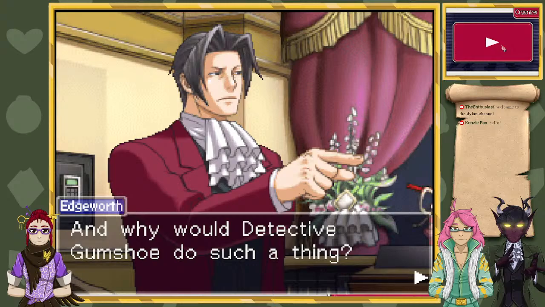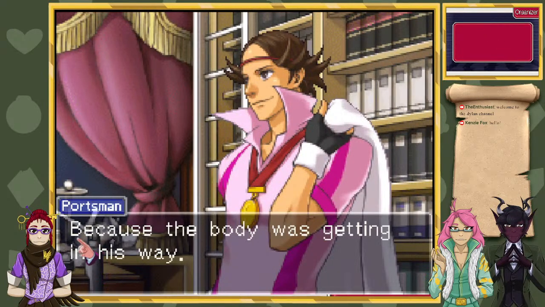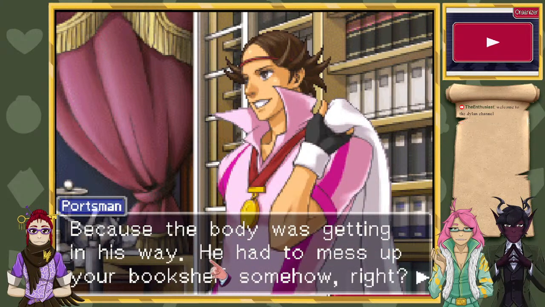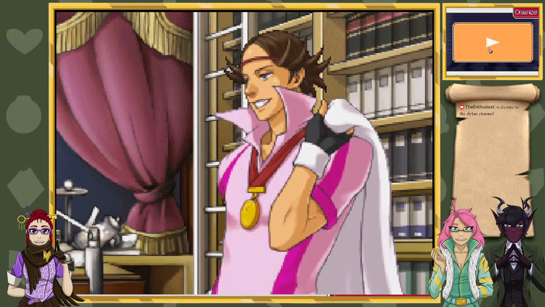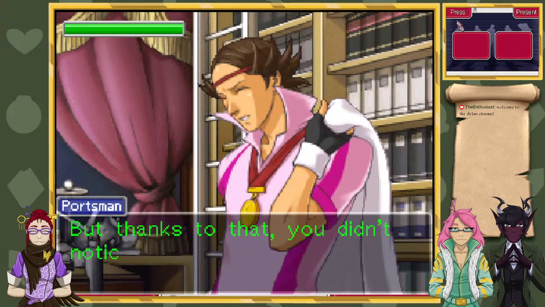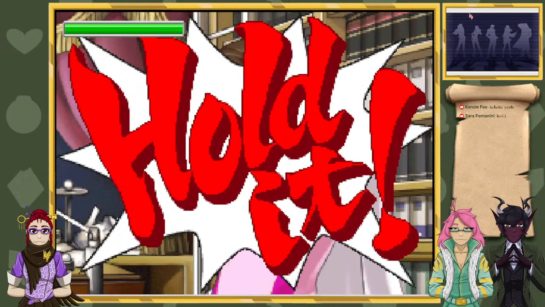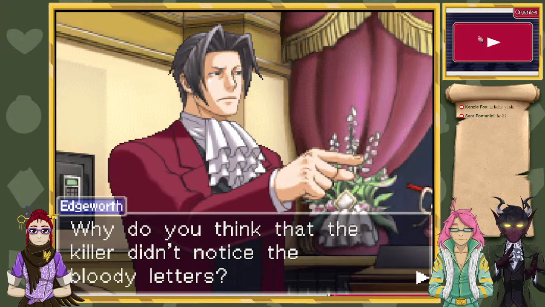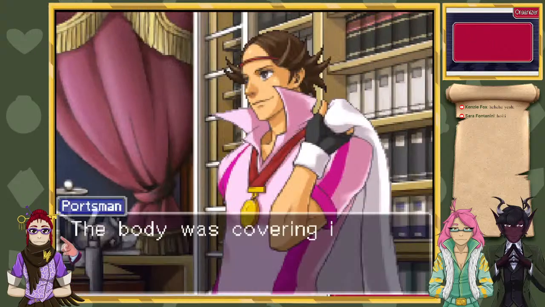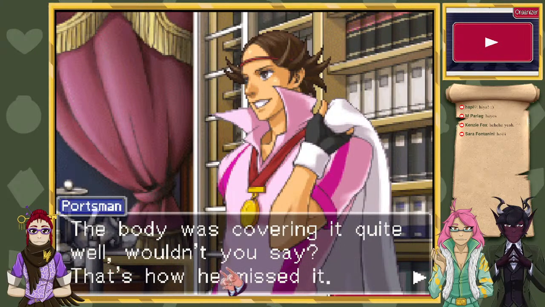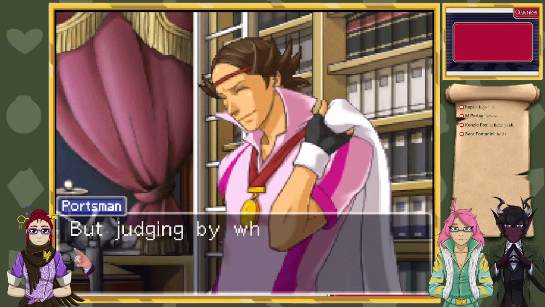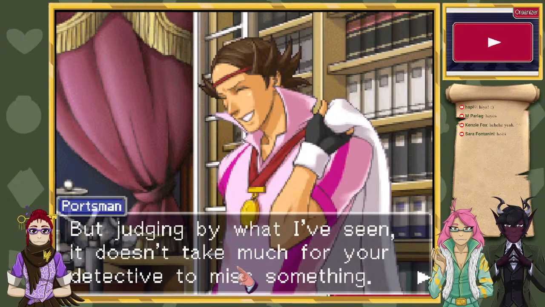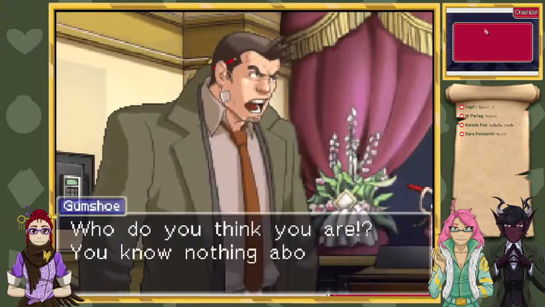And why would Detective Gumshoe do such a thing? Because, bro, the body was getting in his way. He had to mess up your bookshelf somehow, right? Anyway, bro. Hold it. Why do you think that the killer didn't notice the bloody letters? The body was covering it quite well, wouldn't you say, bro? That's how he missed it. But judging by what I've seen, it doesn't take much for your detective to miss something, bro. It's a bit blind.